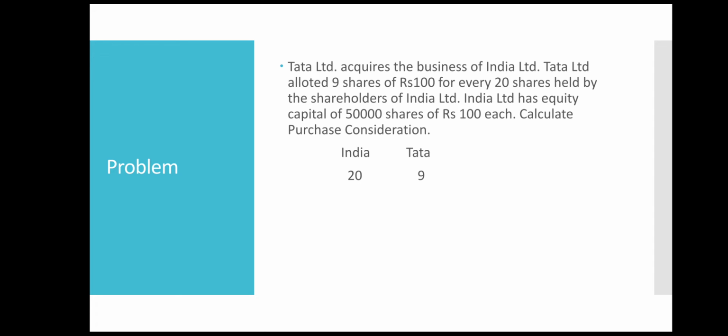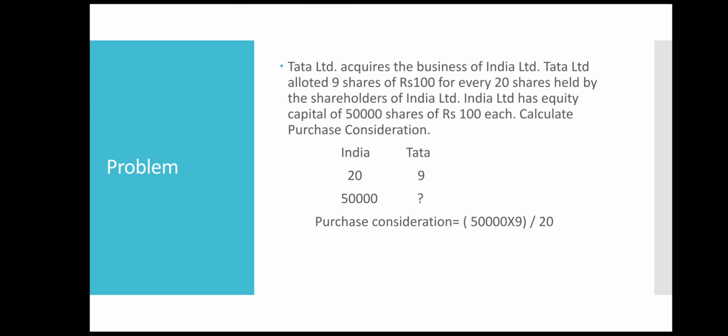What are the actual shares of India Limited? There are 50,000 shares, as in the third sentence. So for 50,000 shares, how many shares will you get in Tata Limited? In India, if you have 20, you will get 9 in Tata. The actual shares are 50,000. Let us start with the calculation. Purchase consideration is equal to 50,000 into 9 divided by 20. We are just doing simple cross multiplication, and you will get the number of shares.